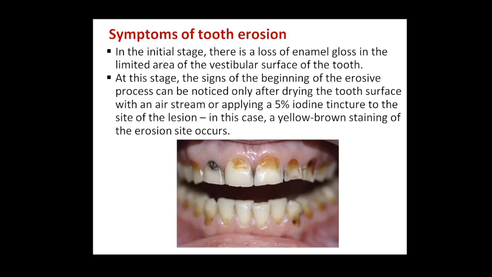As for symptoms, in the initial stage there is a loss of enamel gloss in the limited area of the vestibular surface of the tooth. At this stage, the signs of the beginning of erosive process can be noticed only after drying the tooth surface with air stream or applying iodine tincture to the site of the lesion. In this case, a yellow-brown staining of the erosion site occurs.